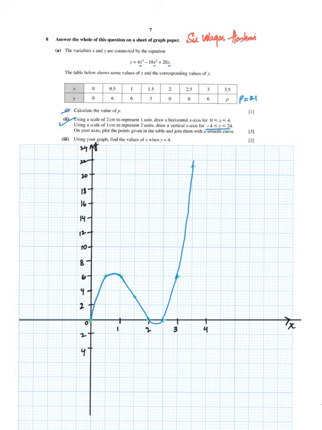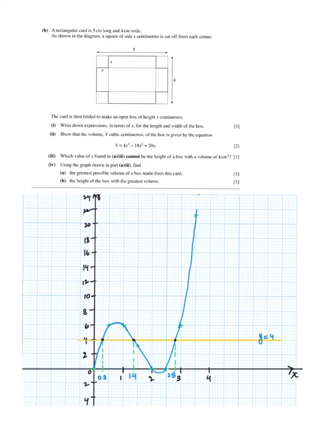After that, it says use the graph to find the values of x when y equals 4. So I need to draw the line y equals 4 here. That is the line of y equals 4, and now I will highlight the points at which the line and the curve intersect, and I need to highlight the value of x at these points. The values I got here are 0.3, 1.4, and the last one is 2.8. So these are the values of x, and that is the answer of the third part. It's 0.3, 1.4, 2.8.